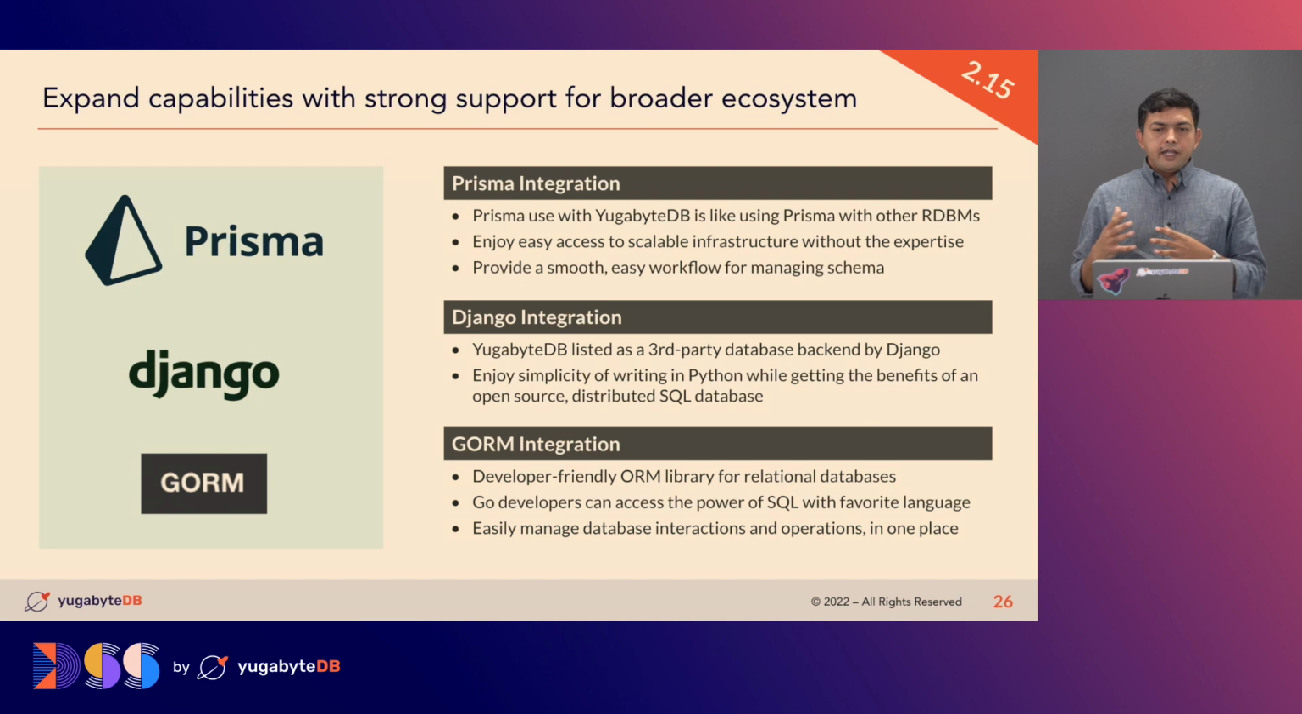Yugabyte continues to grow and expand our technical partnerships with the broader community to ensure strong joint solutions. Prisma is an ORM that helps app developers build faster and make fewer errors. That, combined with a data platform like YugabyteDB, gives developers reliability and visibility. Django: Yugabyte is now officially listed on the Django website as a third-party database backend, and it's ready to use. And if you are a Go developer with GORM for YugabyteDB, you can easily manage database interactions and operations all in one place.